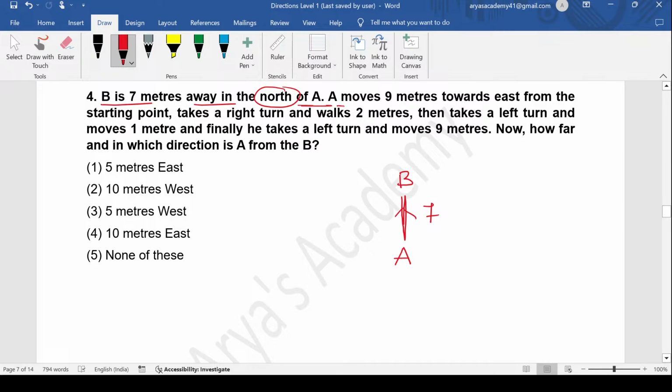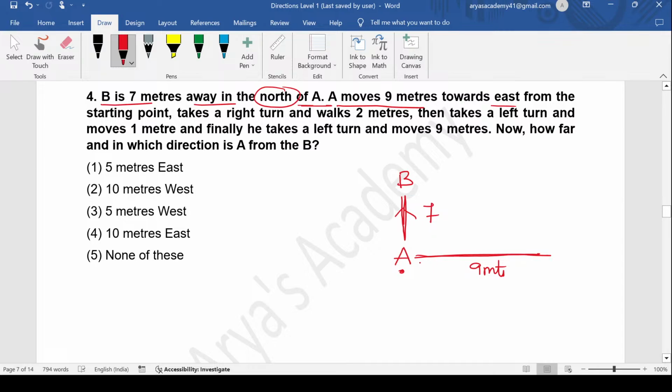Now A moves 9 meters towards east. A moves 9 meters towards east. So as they mentioned east, I am going this way from the starting point. So this is the starting point.